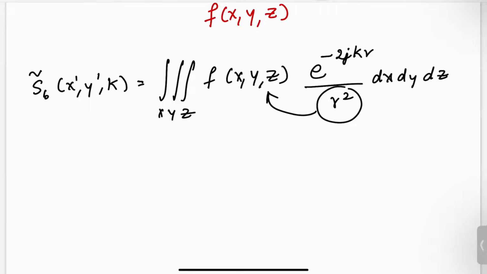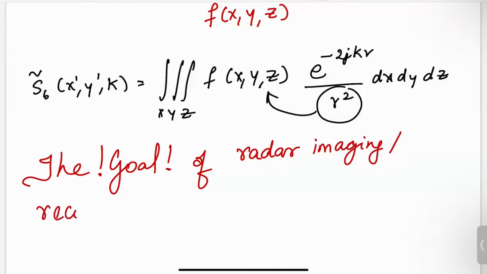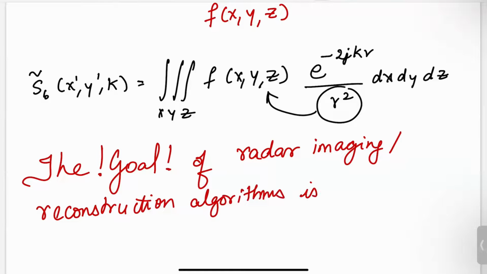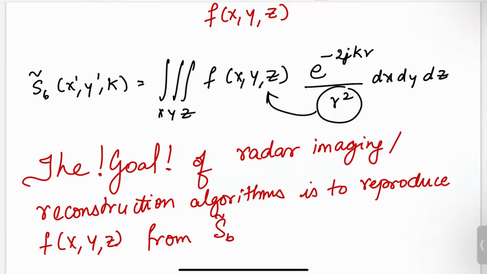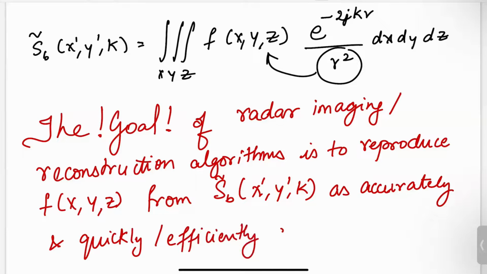Okay. So really the goal of radar imaging and reconstruction algorithms is to reproduce f of xyz from S tilde B, the measured signal as a function of x prime, y prime, k, as accurately and quickly, say also efficiently, as possible.